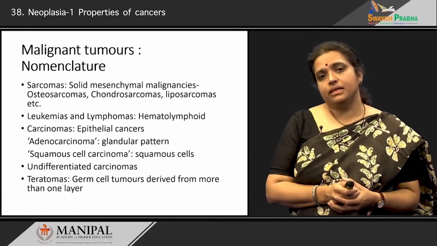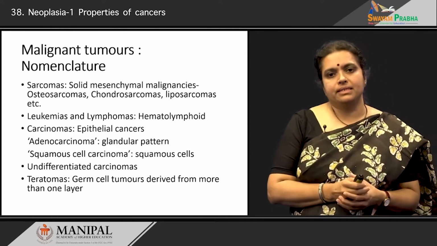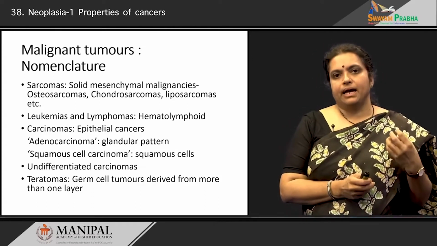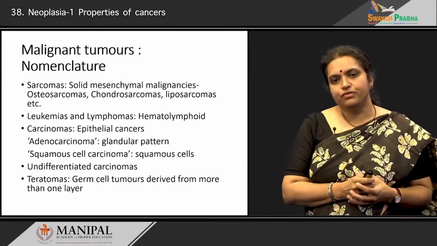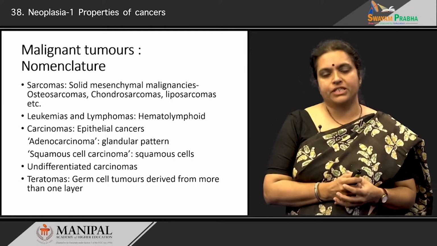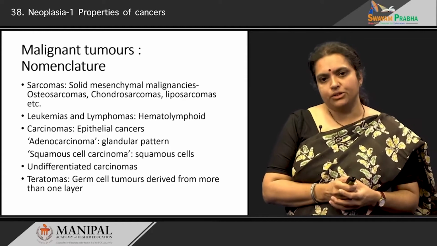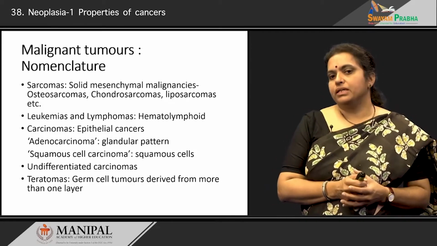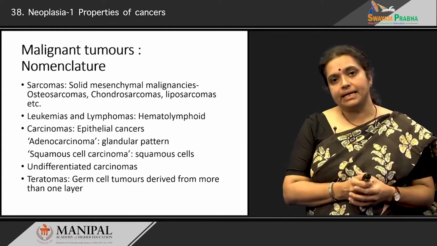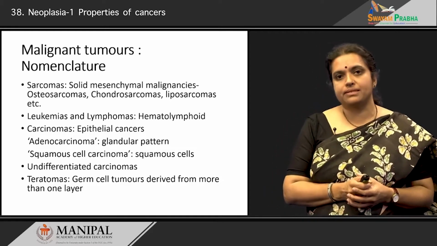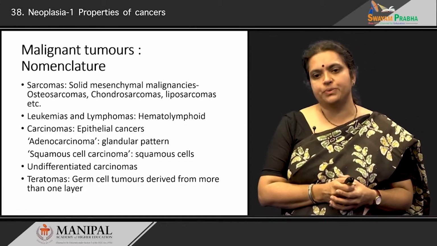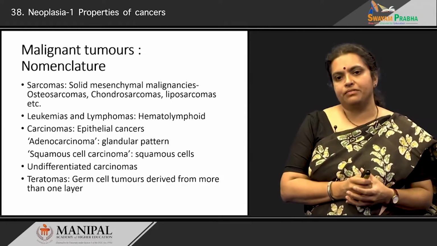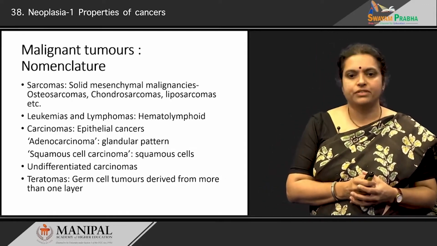You also have leukemias and lymphomas. These are non-solid malignancies in the sense that they arise from hematolymphoid or the blood forming cells, and these arise either in the bone marrow or in lymph nodes and other extranodal sites which have lymphoid tissue. Then you have carcinomas, which refers to cancers that arise from epithelial structures. In carcinomas you have adenocarcinomas when a gland-like formation occurs, and you have squamous cell carcinomas when the carcinoma cells differentiate towards squamous cells. When you really cannot make out how it is differentiating, but you know it is arising from an epithelial cell, you just call it an undifferentiated carcinoma.